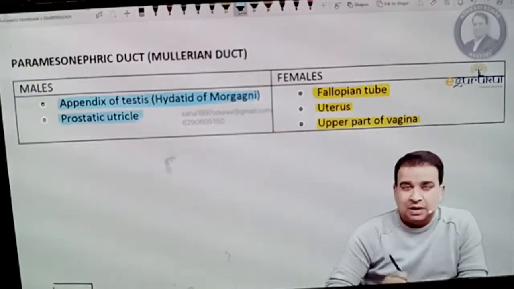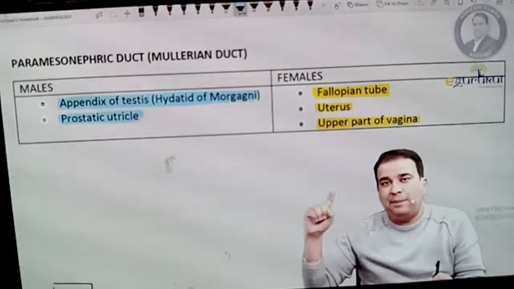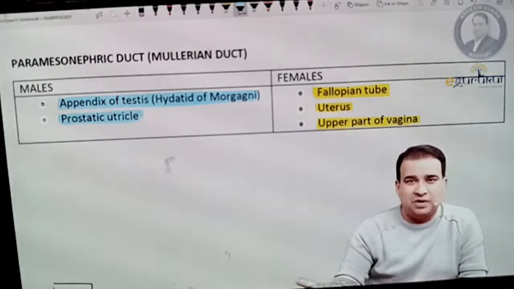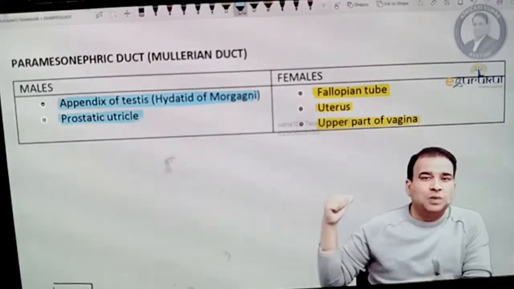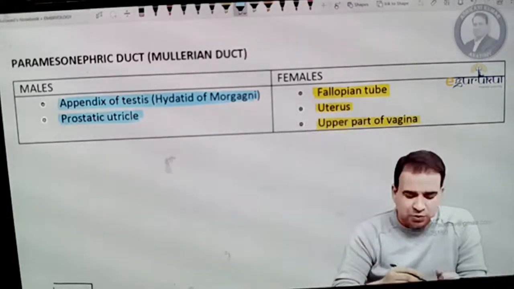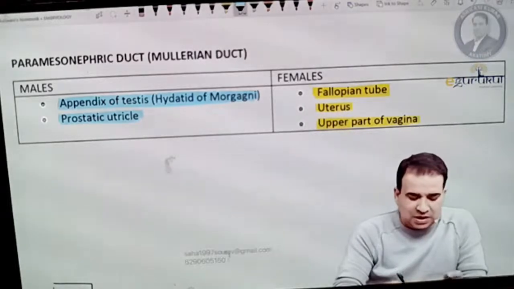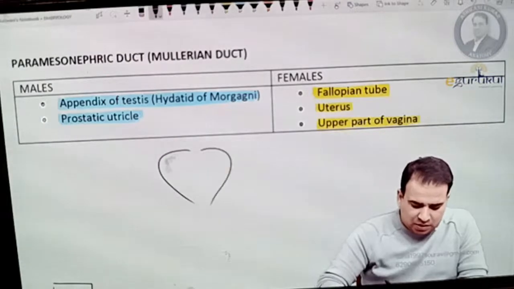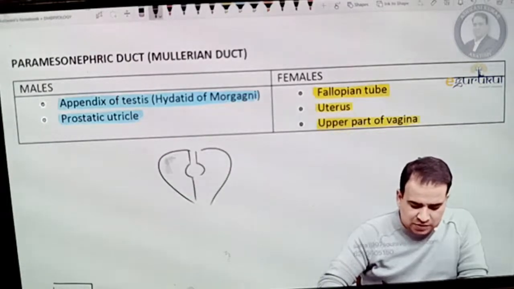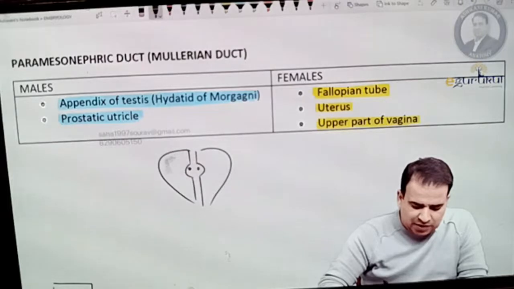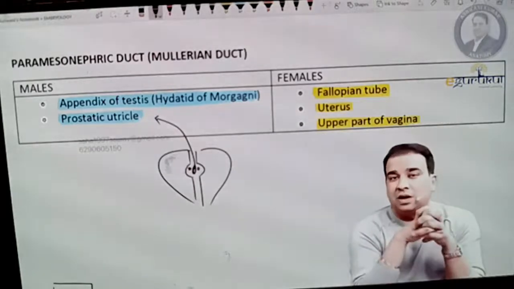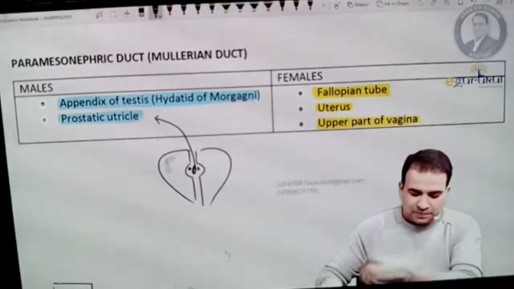Appendix of testis. Just be careful, guys. Appendix of epididymis is derived from the same structure which is giving rise to epididymis. That is mesonephric duct. This is the appendix of testis we are talking about. That is derived from the paramesonephric duct, along with prostatic utricle. What is prostatic utricle? If you look at the prostatic urethra, which we'll discuss separately also, we have two ejaculatory ducts, and between the two ejaculatory ducts, there is one blind opening. This blind opening on the posterior wall of the prostatic urethra is called the prostatic utricle.